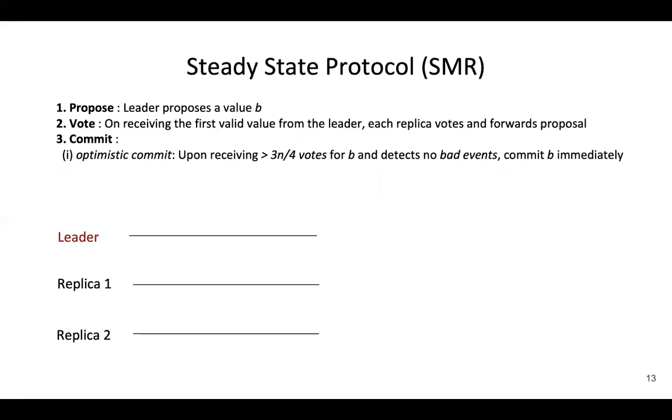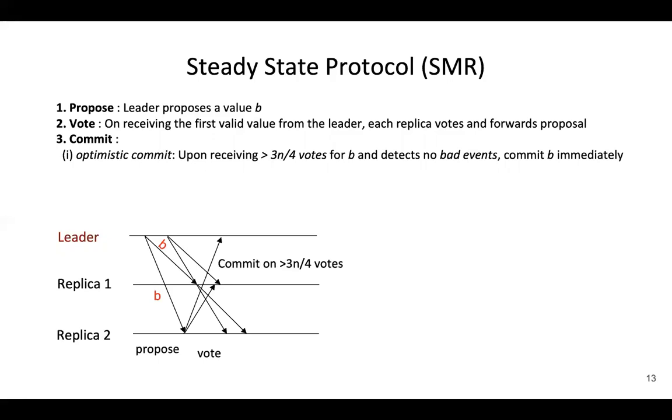Next, let me present a high-level overview of just the steady-state phase of our protocol in the state machine replication setting. So over here, there is a designated proposer called the leader that proposes a value to all the replicas. Upon receiving the first valid proposal, the replicas simply forward the proposal and vote for it. Next, the replicas can commit using either of the commit rules, whichever is triggered first. The optimistic commit rule is triggered when a replica receives 76% of the votes and does not hear any bad events. Here, bad events means the replica does not hear any equivocating or conflicting proposal from the leader. And this 76% of votes for a value, we call a responsive certificate.